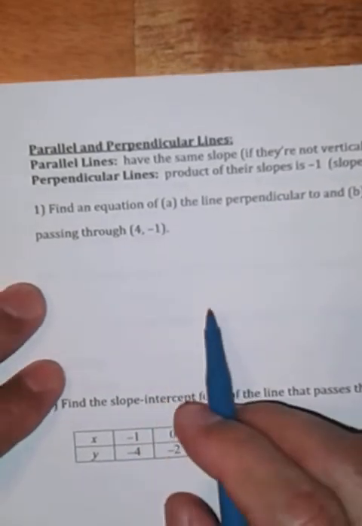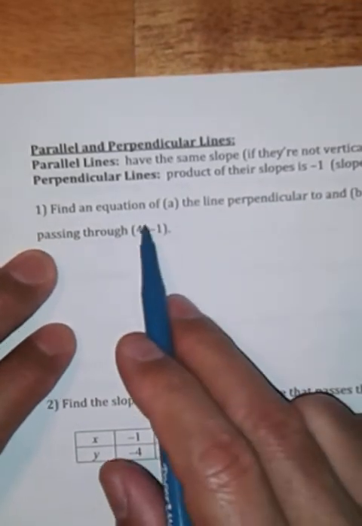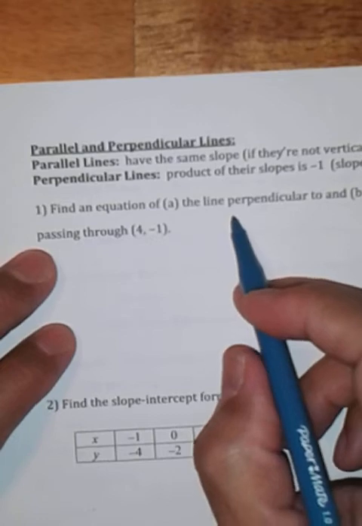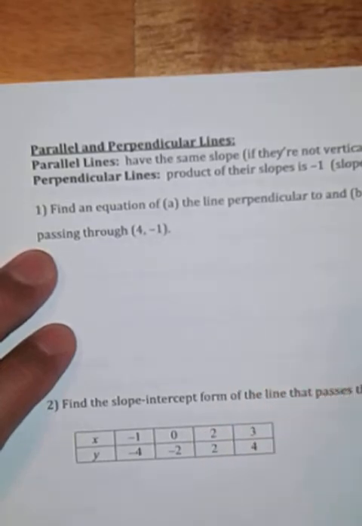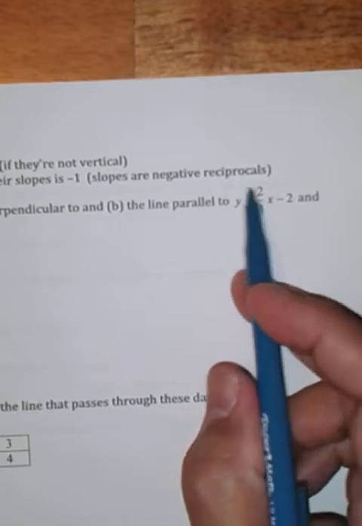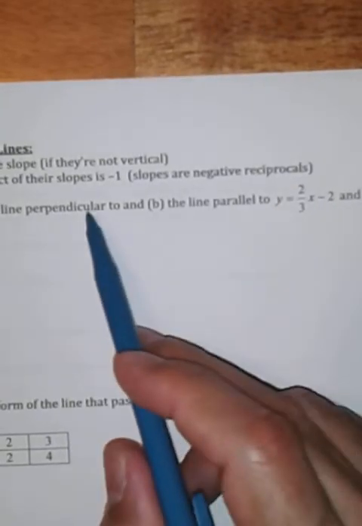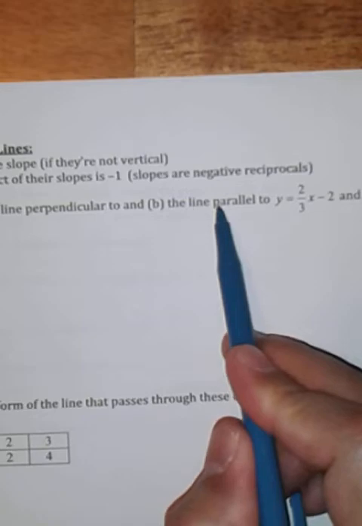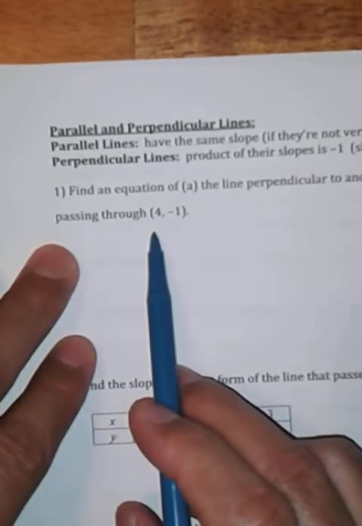All right, so let's work out one of these. Find an equation of A, the perpendicular line to, and B, the parallel line to, y equals 2/3 x minus 2. So that's a line that we're given, and then we have to find a line perpendicular to that, and then a line parallel to that, passing through (4, -1).